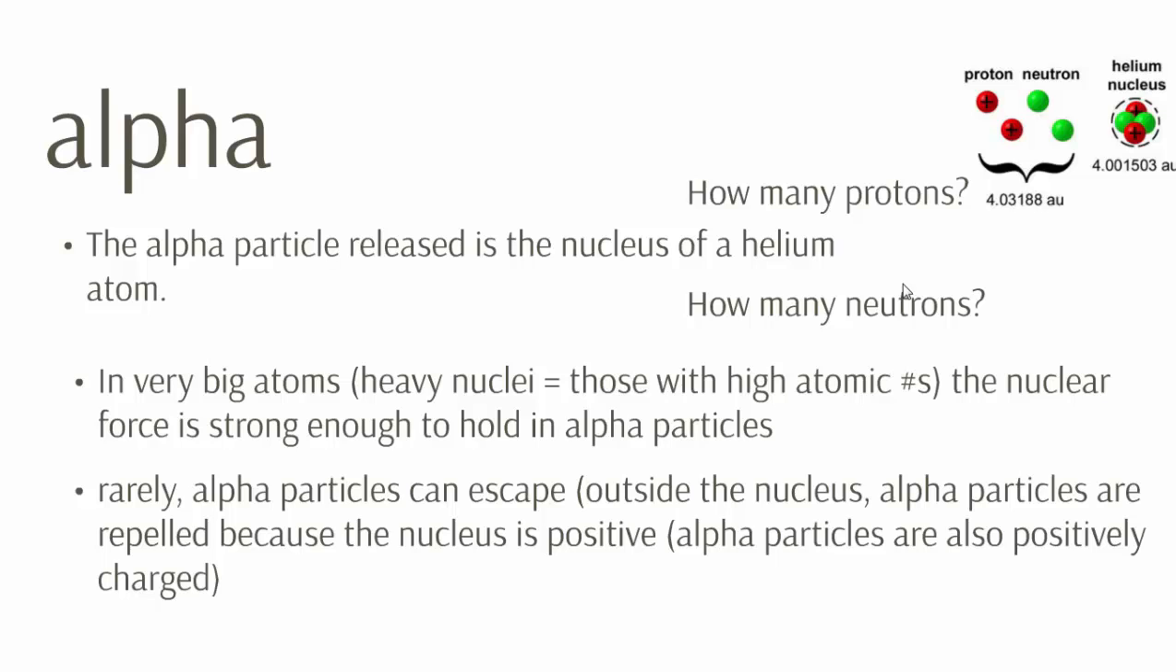Why are the alpha particles positively charged? Well, an alpha particle has 2 protons and 2 neutrons, so you have 2 positive charges and 2 neutral charges, so your overall charge is going to be positive. So you have a positive nucleus of the atom that the alpha particle came from, and then you have the positive alpha particle, and so they're going to push away from each other, so the nucleus is going to push that alpha particle out and away from the atom.